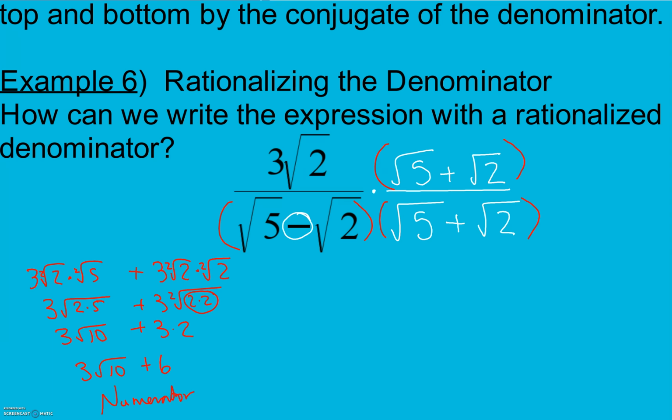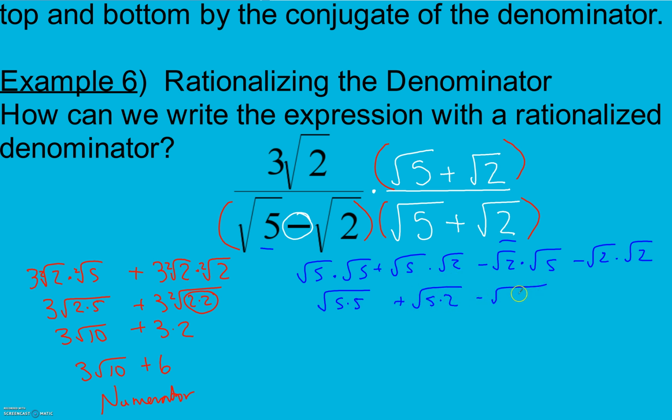In my denominator, I'm going to have to FOIL, binomial times a binomial. First times first, outside times outside, inside times inside, and last times last. Now, to reduce my radicals here, since they're the same index, I can take 5 times 5. Since they're the same index, I can take 5 times 2. Since they're the same index, I can take 2 times 5. And since they're the same index, I can take 2 times 2.